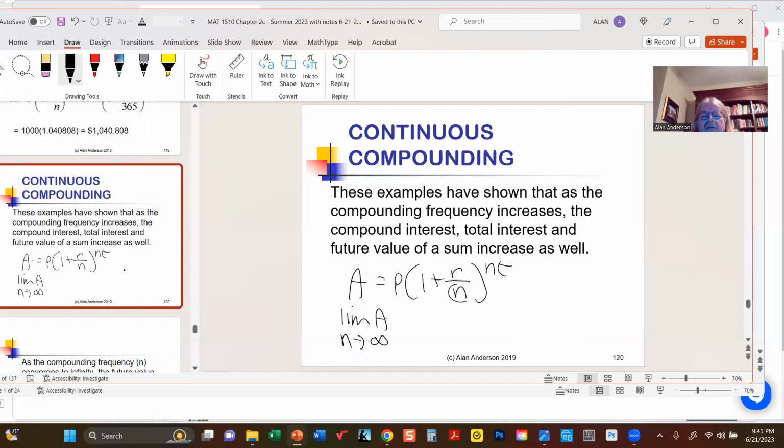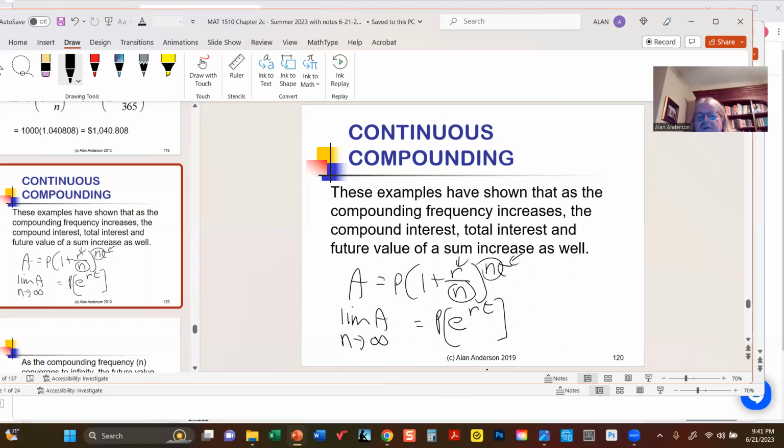Now, of course, if n goes to infinity, this term is getting very, very close to 0, and this term is getting very close to infinity. We end up with e to the RT power. Actually, it's P times e to the RT power.